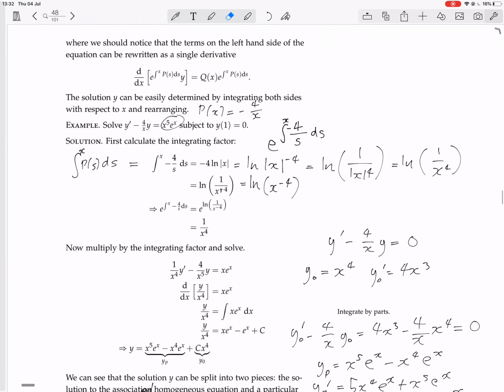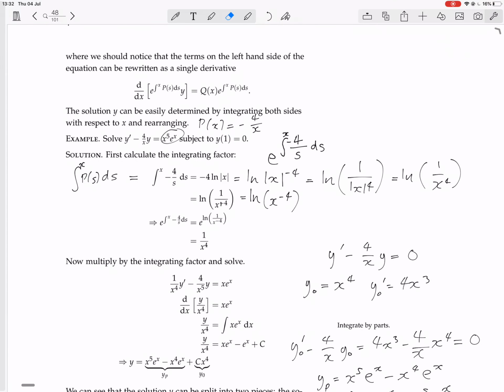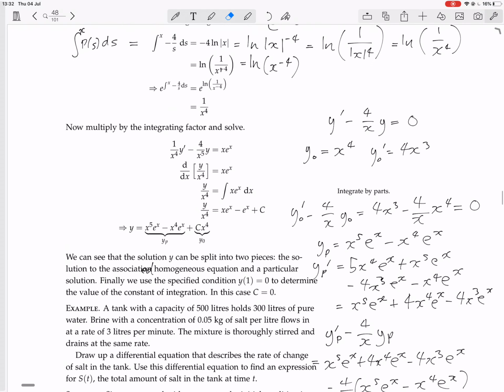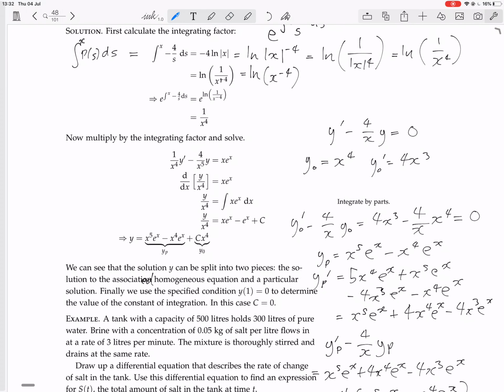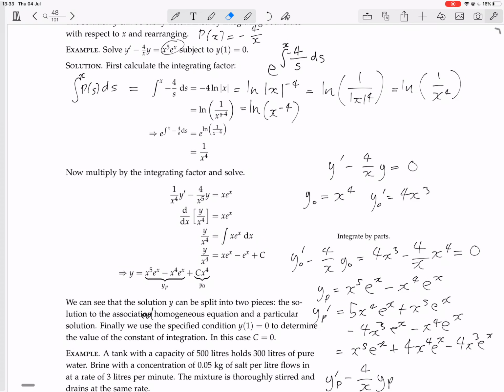And then there is actually an initial condition given, y of 1 equals 0, and that will tell us what the constant is. So if y of 1 equals 0, we let x equal 1 and y equal 0 in this equation. You get 0 equals 1 to the 5 is 1, e to the 1, minus 1 to the 4, which is 1, e to the 1, plus c times 1. So that's 1 minus 1 plus c. So it's c, so c equals 0, as they say.